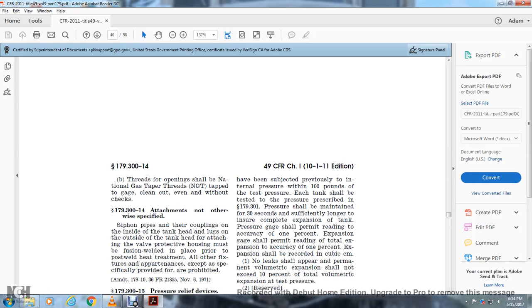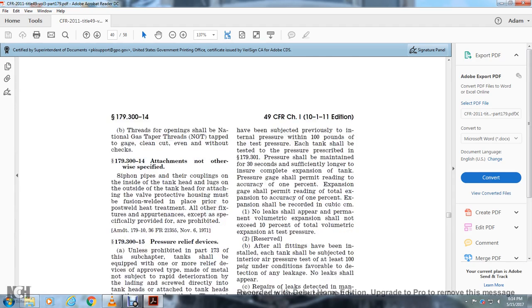179-314 Attachments not otherwise specified. Siphon pipes and their couplings inside of the tank, and lugs outside of the tank for attachment of the valve protecting housing, must be fusion welded in place prior to the post-weld heat treatment. All other fixtures and appurtenances, except those specifically provided for, are prohibited.